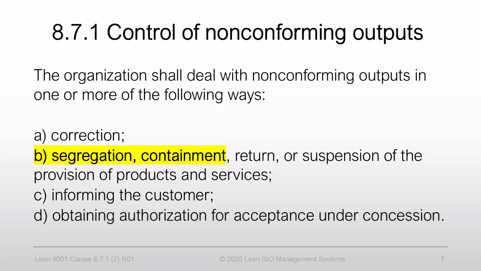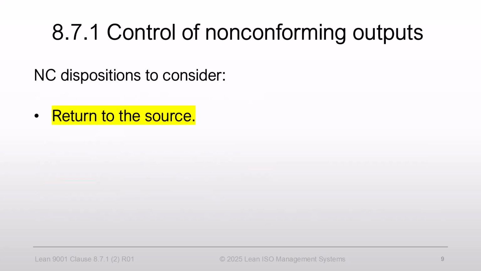Next, the standard jumps to a couple of dispositions like return and suspension of provision. Return: if the source of the nonconformity is a supplier, the defective product is returned with a supplier corrective action request, SCAR. Internally, a product may be returned to a previous operation for rework or other disposition.